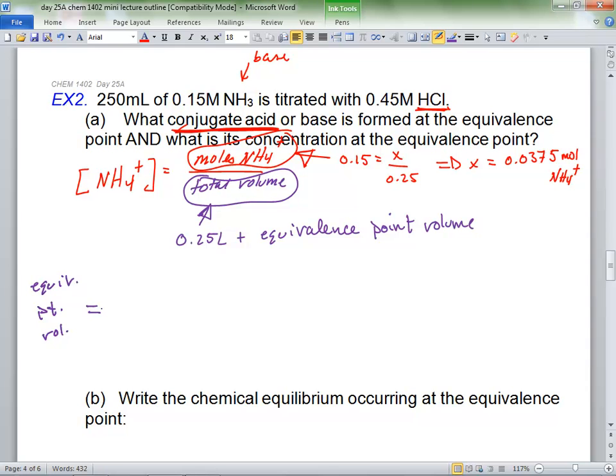But this number, how'd you get the 0.1? No, you have to calculate it. It's not this. We did calculate it, right here. We said that 0.38 has to equal x all over 0.1, and you get 0.038. So the moles is 0.038. Okay, I guess I got confused. It's not the same.